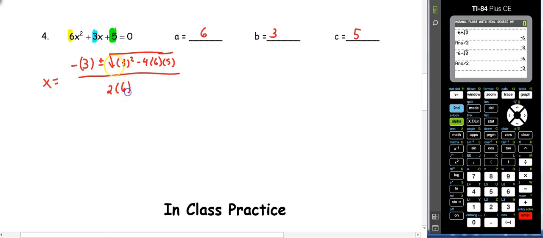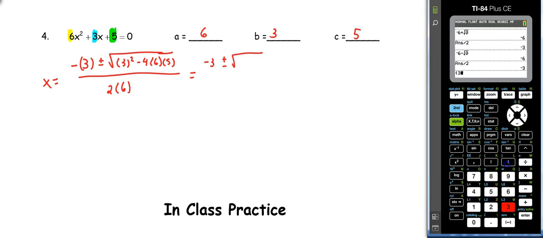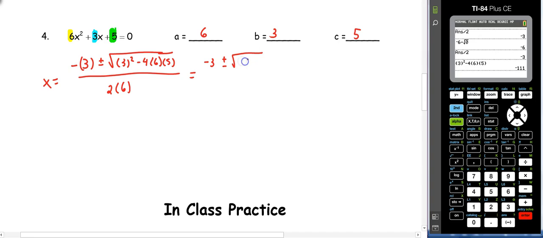all over 2a, so 2 times 6. When I go to simplify, negative times 3 is negative 3, plus or minus the square root. So I have parenthesis 3 squared minus 4 times 6 times 5 is negative 111 all over 12. Now, notice that this is a negative number under the square root. Remember that we can't take the square root of a negative number. So anytime you have the square root of a negative number in our quadratic formula, this is going to be a no real solution.